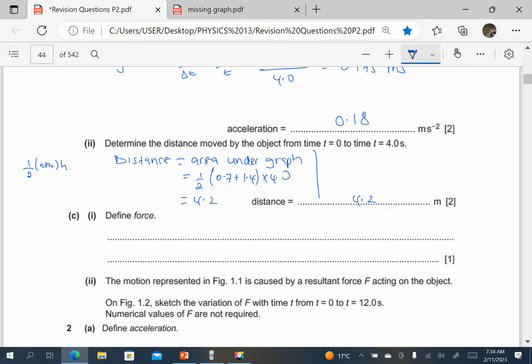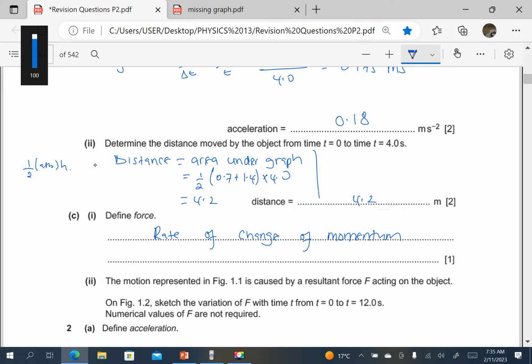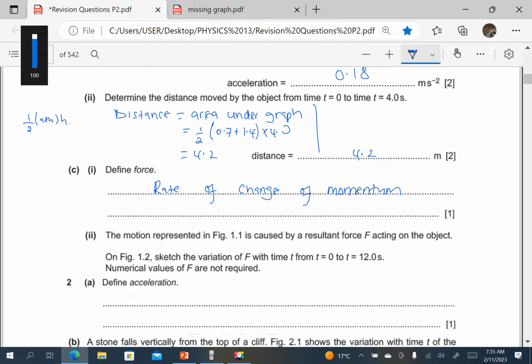Part C, define force. Of course, we know that force is the rate of change of momentum. That is force. Force is the rate of change of momentum.